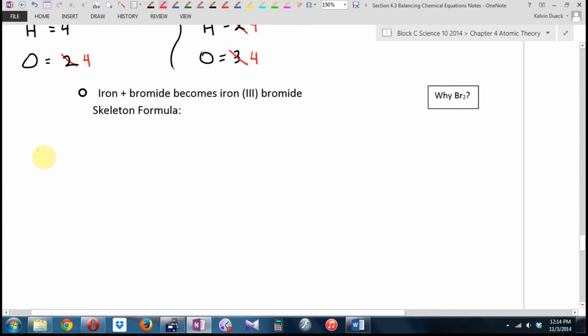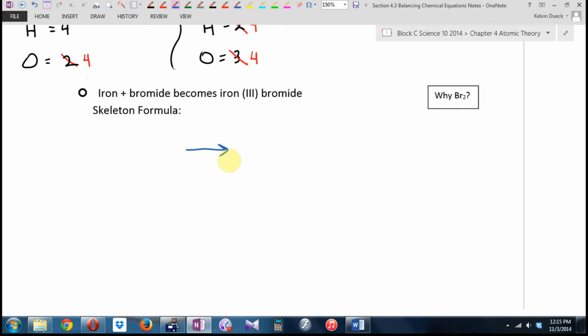Next one. Iron plus bromide becomes iron 3 bromide. Okay. Becomes. Julie, what are other ways they can write that? Results in, or gives, or yields, or turns into. So look for words like that. I'll usually use the word becomes.